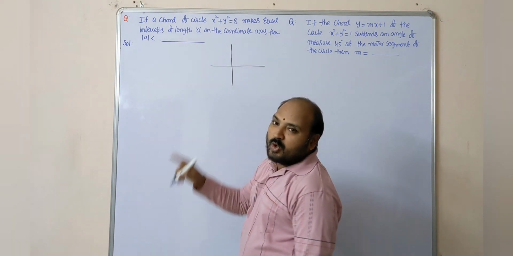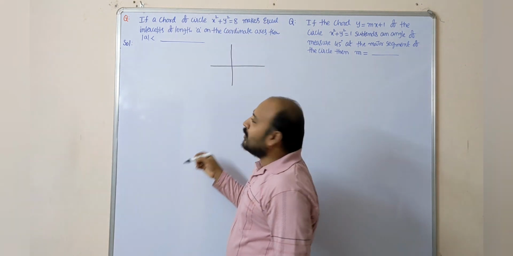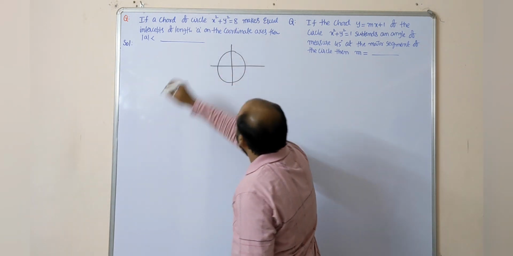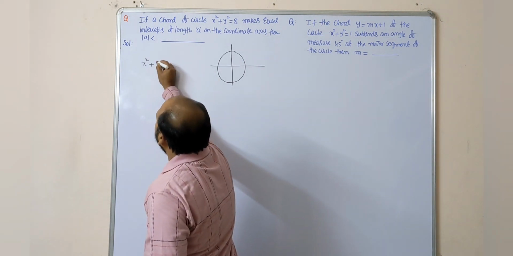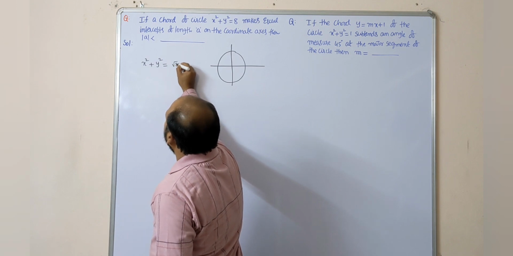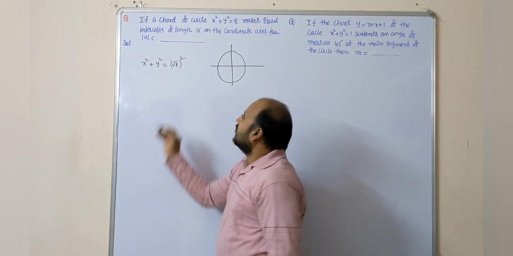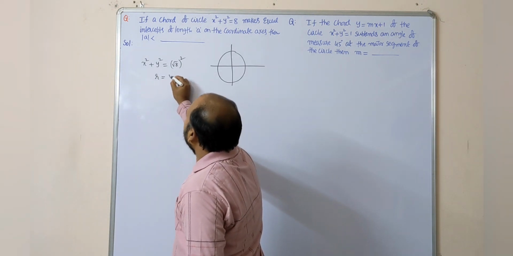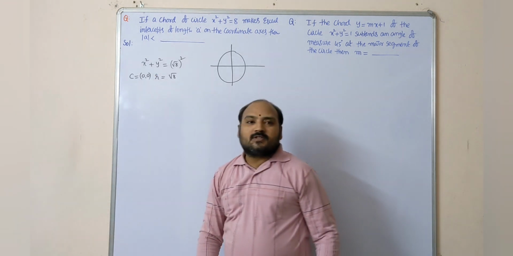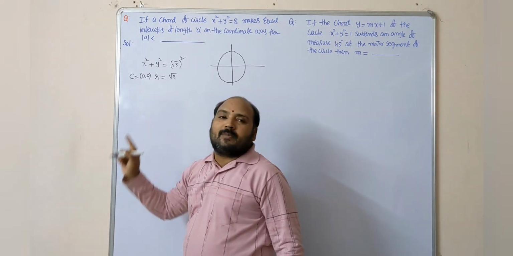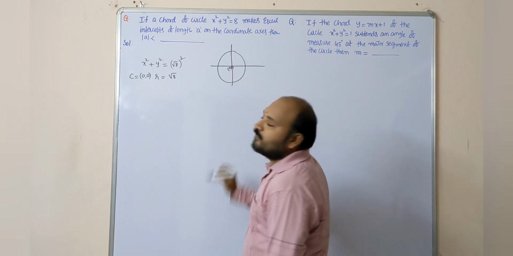So x square plus y square equal to 8. That means the circle's center is 0, 0, you know. So this is the circle equation. X square plus y square is equal to root 8 whole square. I am writing, dear students. It is in the form of x square plus y square equal to r square. So r is equal to what here? Root 8, and center is 0, 0. This is the standard equation of circle, which means the center is 0, 0. This is the center, 0, 0.